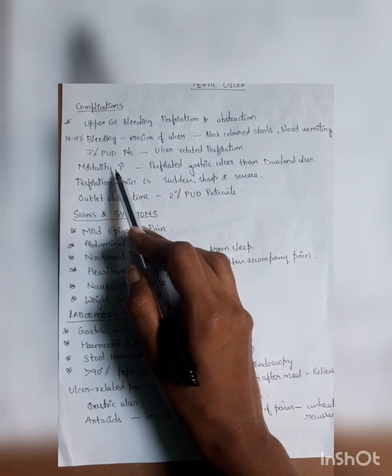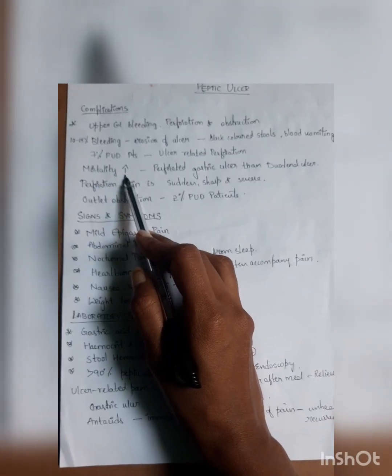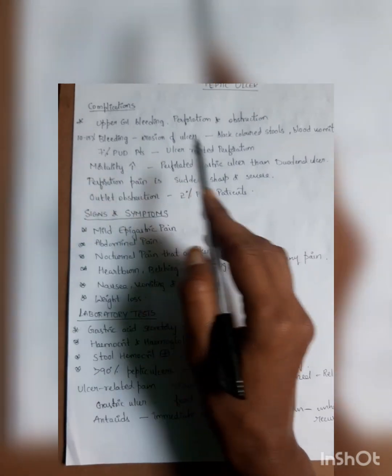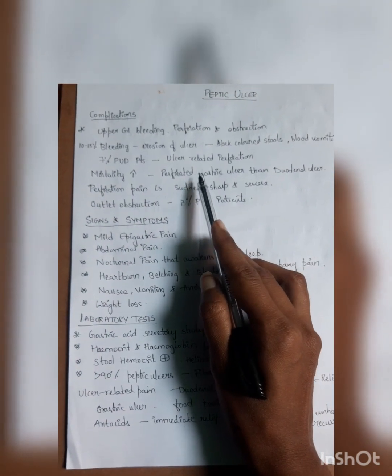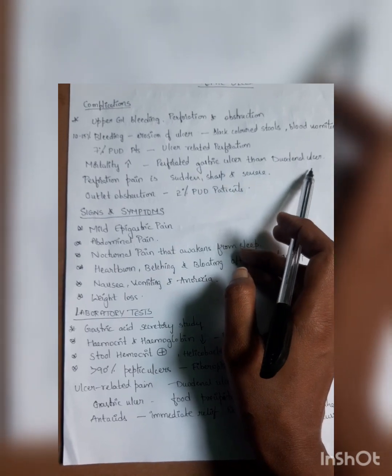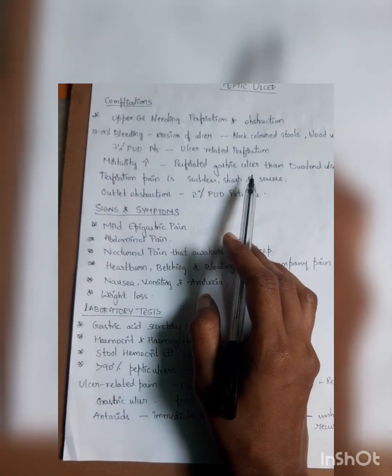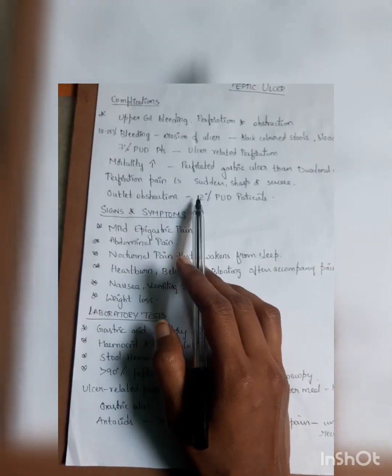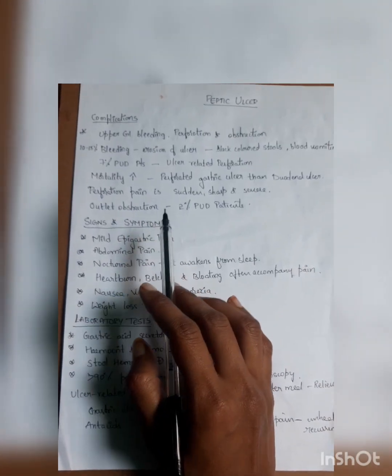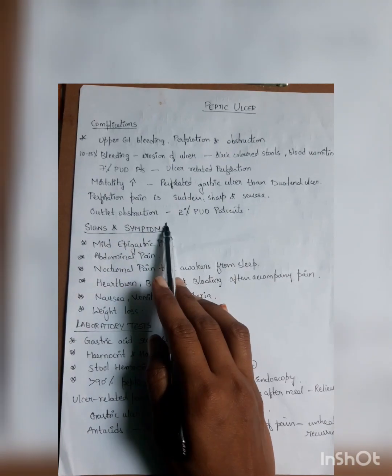This perforation is a cause of increased mortality. That too, gastric ulcer perforation is more dangerous than duodenal ulcer perforation. This perforation pain is sudden, sharp and severe. And 2% of the patients develop outlet obstruction.